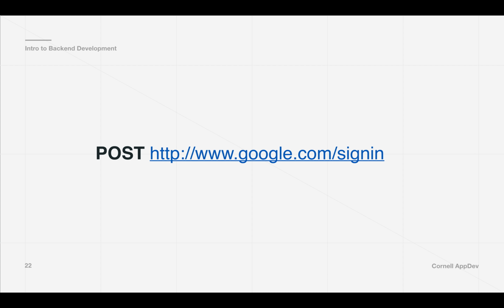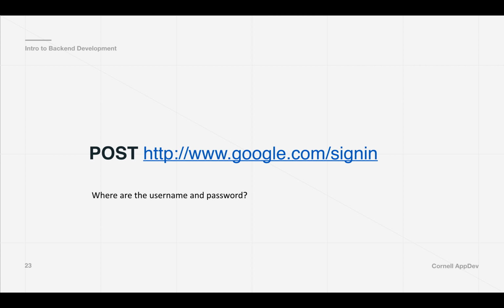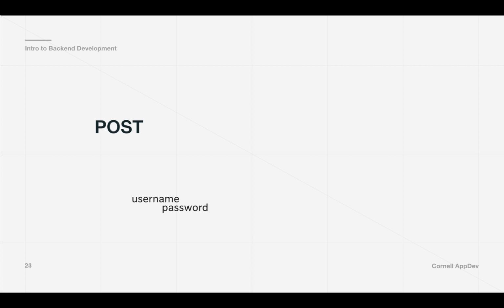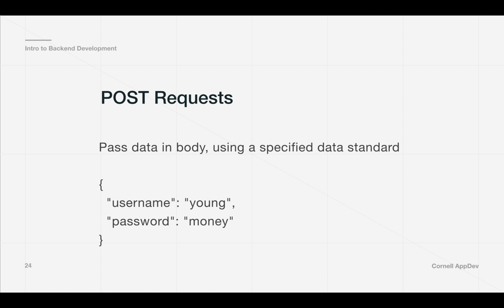So if we went to the sign-in page for Google and went to that URL on the slide, it's pretty unclear, right? Where are the username and password here? So this is an example of where we would send it in the body of the request. I didn't make this slide, but there's the username and password.